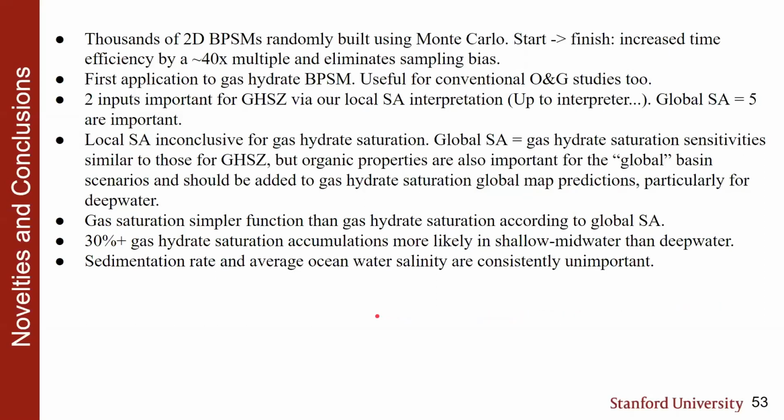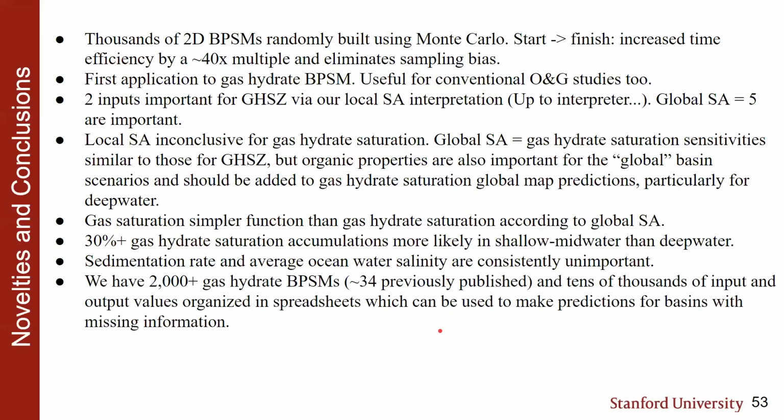Now, I would like to briefly say that the reason we considered sedimentation rate is because it actually affects the temperature of the basin, where when you have higher sedimentation rates, you have a blanketing effect, where the basal heat flow doesn't have as much time to heat up the sediment, so it results in a thicker stability zone. And then ocean water salinity we looked at because salinity actually inhibits gas hydrate saturation.